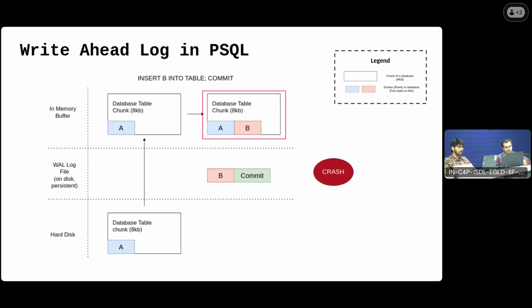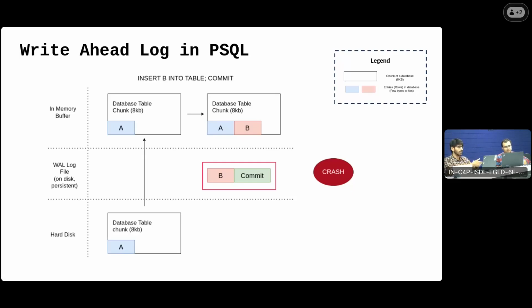Now, before writing to the hard disk, we will add it to a write-ahead log file, also known as the WAL file, which is the log of Postgres. This is an on-disk file. As soon as we commit, it is written to disk. You can see it this way: whatever data is inside the log is final. So even if there's a crash at this point, Postgres would be able to recover whatever data is inside the log. That's exactly what we are depicting here.